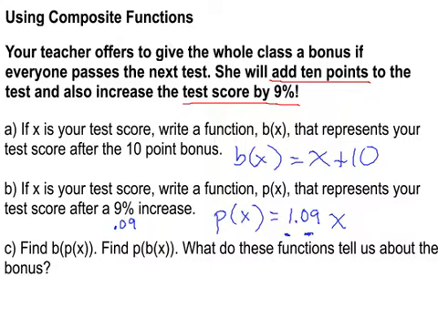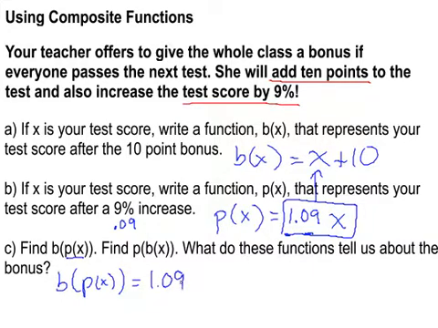Part C says let's do some function compositions. Find b of p of x, and then switch it. Find p of b of x. Well, b of p of x means I'm going to plug p of x inside the original function b of x. So I'm going to take 1.09x, and I'm going to plug it into x here. And so b of p of x would equal 1.09x plus 10.